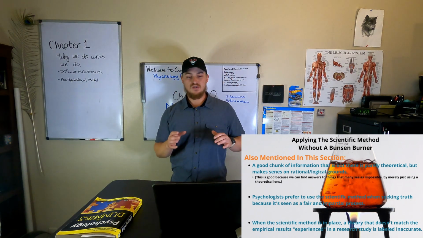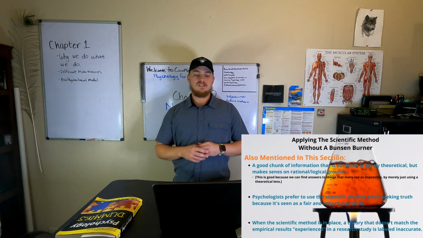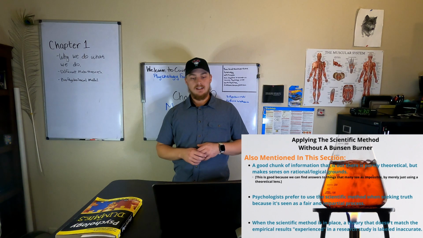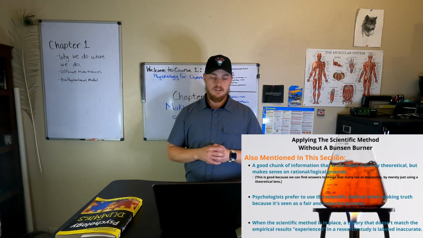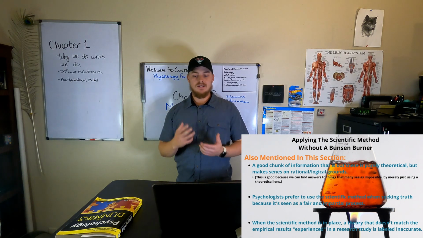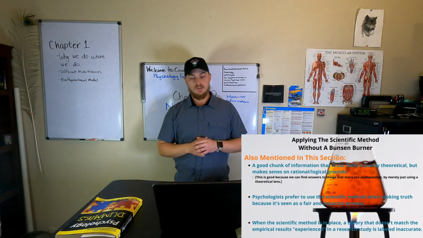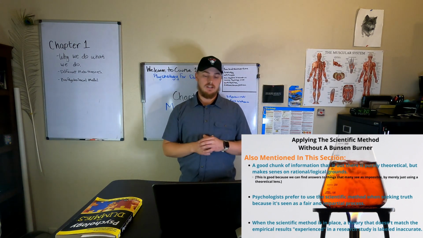So we see that psychologists prefer to use the scientific method when seeking the truth because it is seen as fair and as an impartial process. So when the scientific method is in place, a theory that doesn't match the empirical results experienced in a research study is labeled as inaccurate.